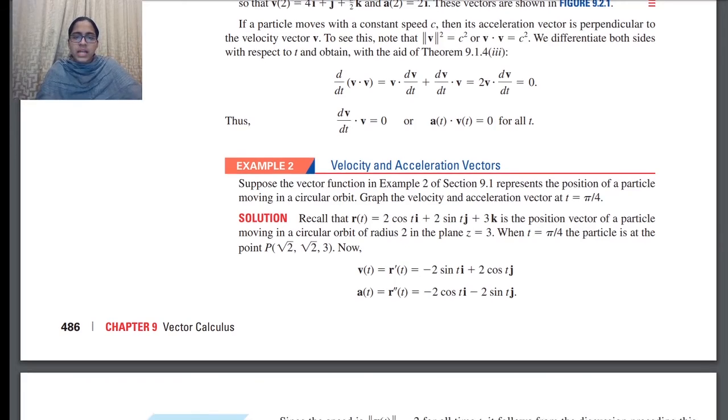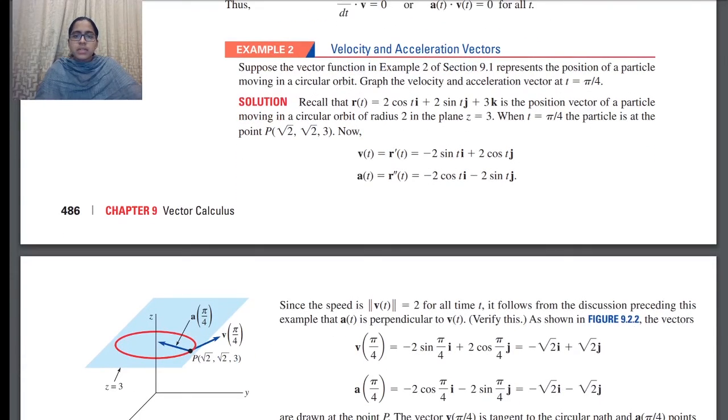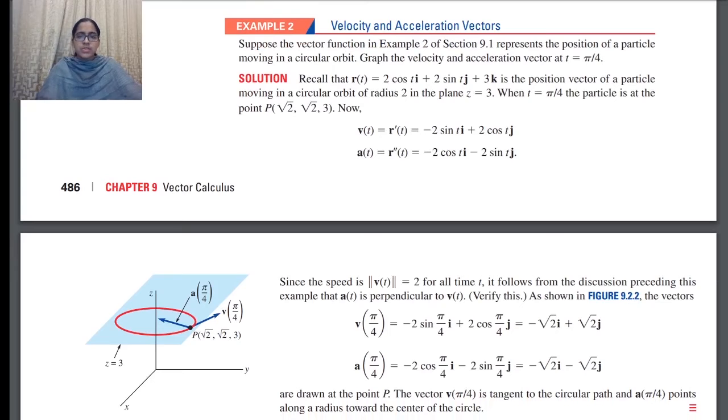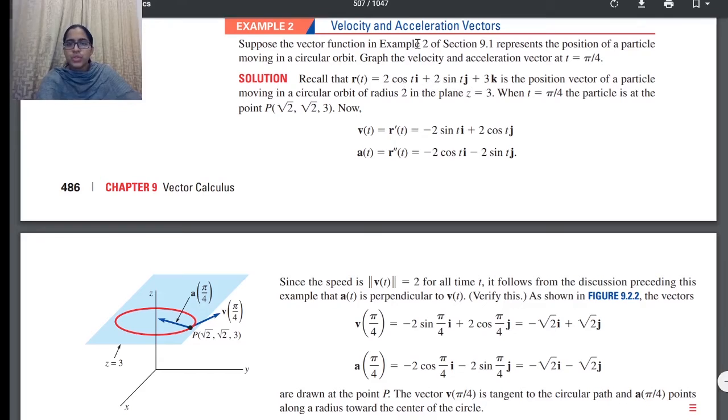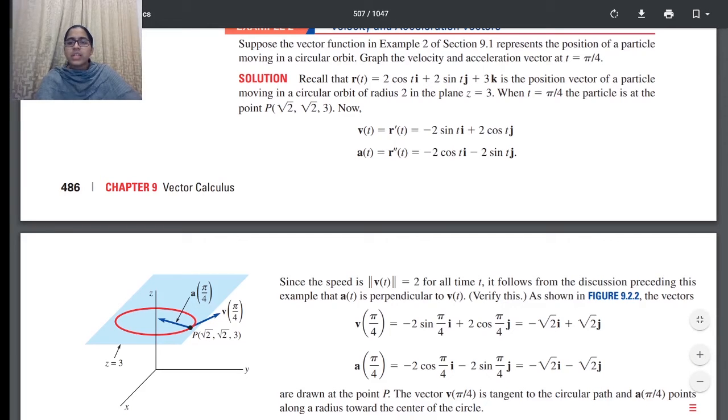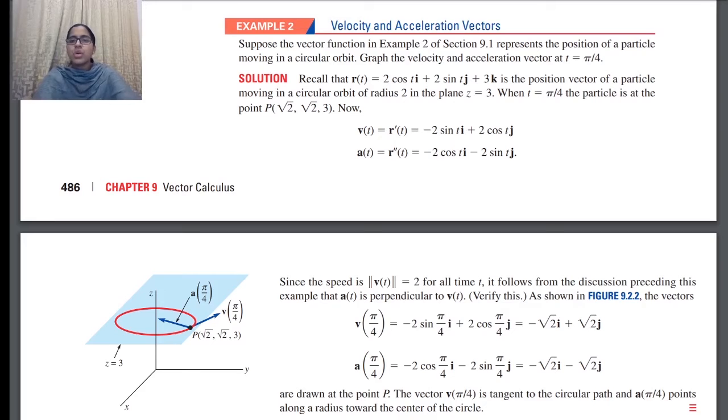Now the next example is similar to the one which we have done before. In this case we make note of the fact that the speed of that vector function will be a constant. So given r of t is equal to 2 cos t i plus 2 sin t j plus 3k, we have done the same example in section 9.2, which is example 2. The position vector r of t is equal to 2 cos t i plus 2 sin t j plus 3k.